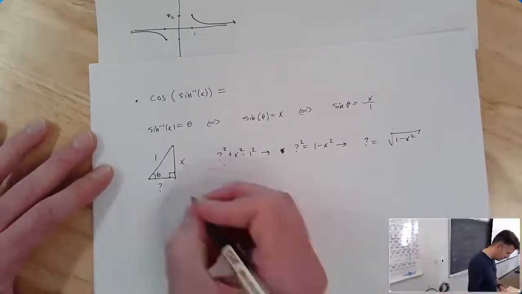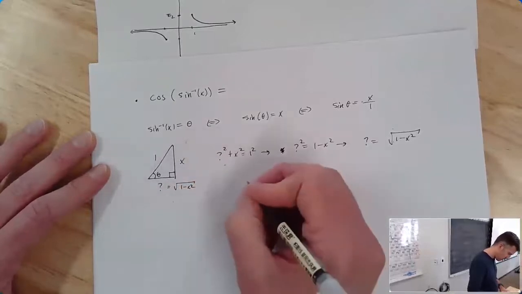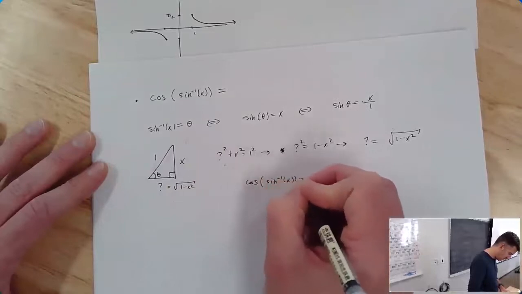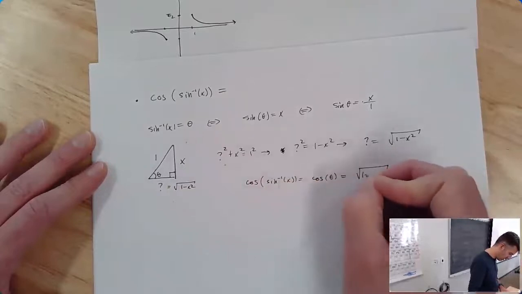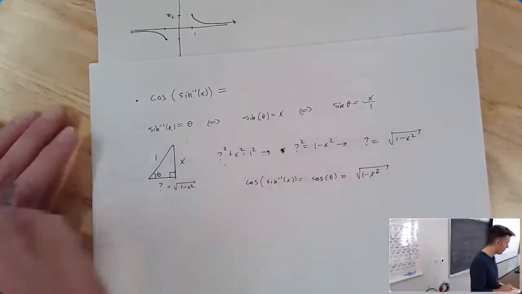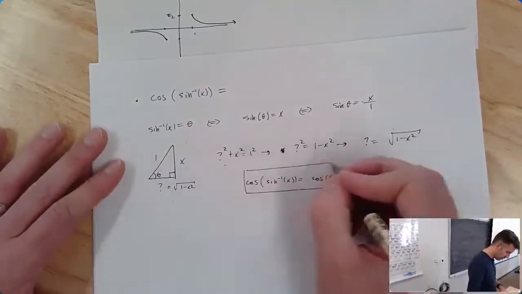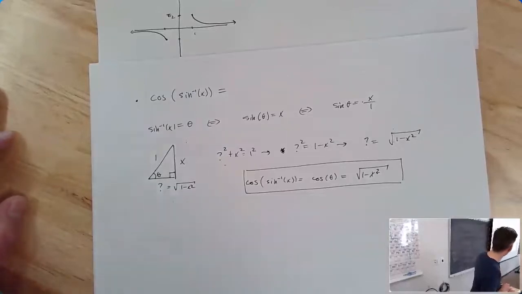And then if I want to find cosine, well, cosine of the inverse sine of x is just cosine of theta, which is the square root of 1 minus x squared over 1. So you could find the cosine of the inverse sine of x by doing this, which is actually useful, which we'll see in a minute.